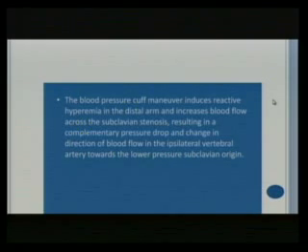So what does this blood pressure cuff maneuver do? Let's read about it. The blood pressure cuff maneuver induces reactive hyperemia in the distal arm and increases blood flow across the subclavian stenosis, resulting in a complementary pressure drop and change in direction of blood flow in the ipsilateral vertebral artery towards the lower pressure subclavian origin. Does that make sense? So just kind of making a sump effect, or a low pressure area, so that there is more perfusion to that limb. This is that rapid inflation with rapid deflation of the cuff.